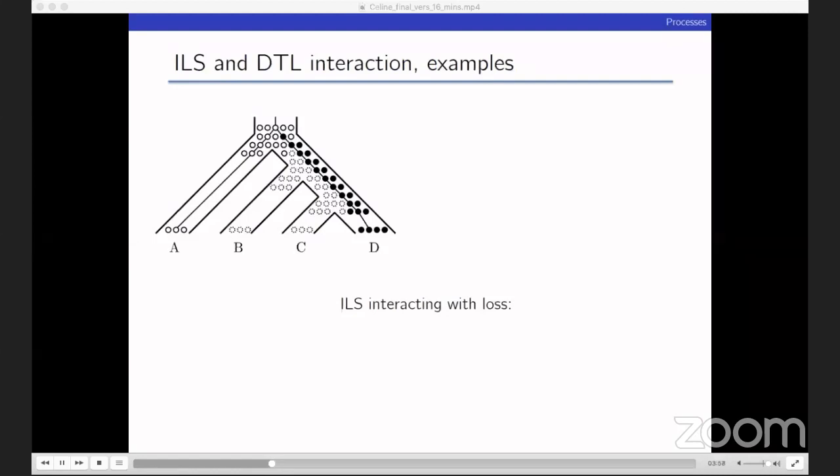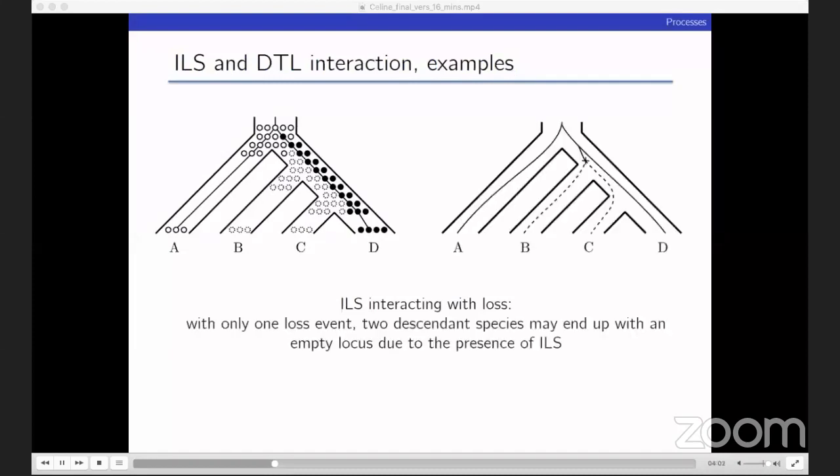Thus, individuals can differ from each other in terms of gene copy number. Here we have an example of ILS interacting with loss. With only one loss event, two descendant species may end up with an empty locus due to the presence of ILS, since an allele which is not yet fixed is lost.